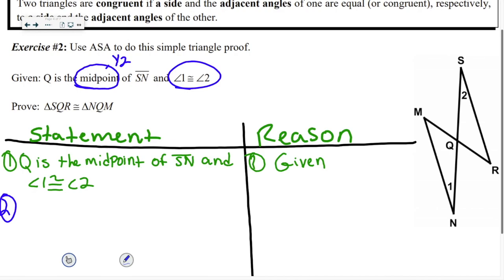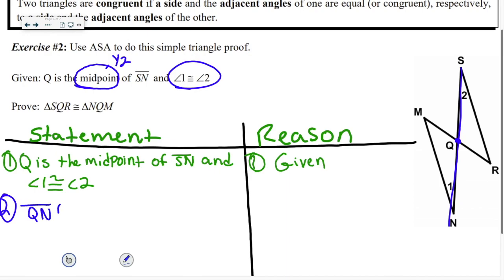So Q is the midpoint. Q is the midpoint of SN. What does that tell us? Give me a statement. What does that tell me? You in the blue shirt, the guy in the blue shirt. What about the girl in the yellow shirt? Oh, yes, you guys got it.